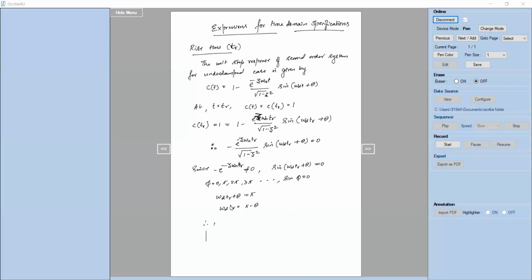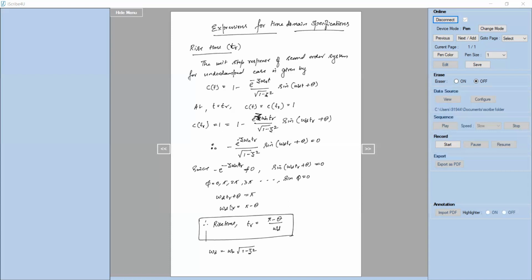So I can write that rise time Tr is equal to pi minus theta by omega d. I can write like this. I can substitute this omega d. What is omega d? Omega d is equal to omega n into square root of 1 minus zeta square. This we know. So this is about the rise time.